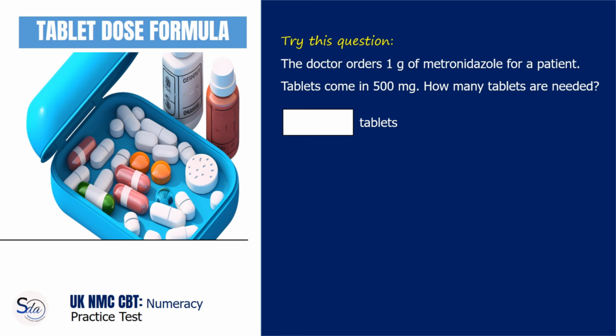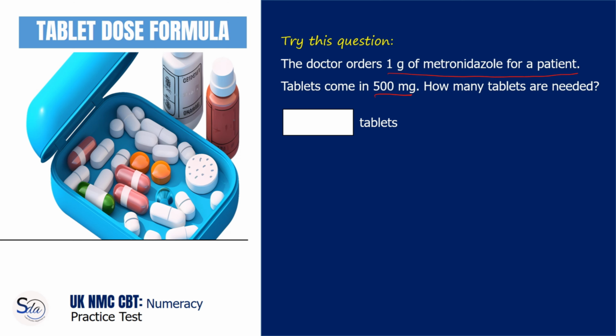It says here that the doctor orders 1 gram of metronidazole for a patient. Tablet comes in 500 milligram. How many tablets are needed? In actual sense, you can quickly get the answer. But the question is, is it really correct? You need a formula to be confident to say the answer you've written down is correct or not. So I want you to spend about 1 or 2 minutes to get this done, and then go through it and see if whatever you've done is correct or not.